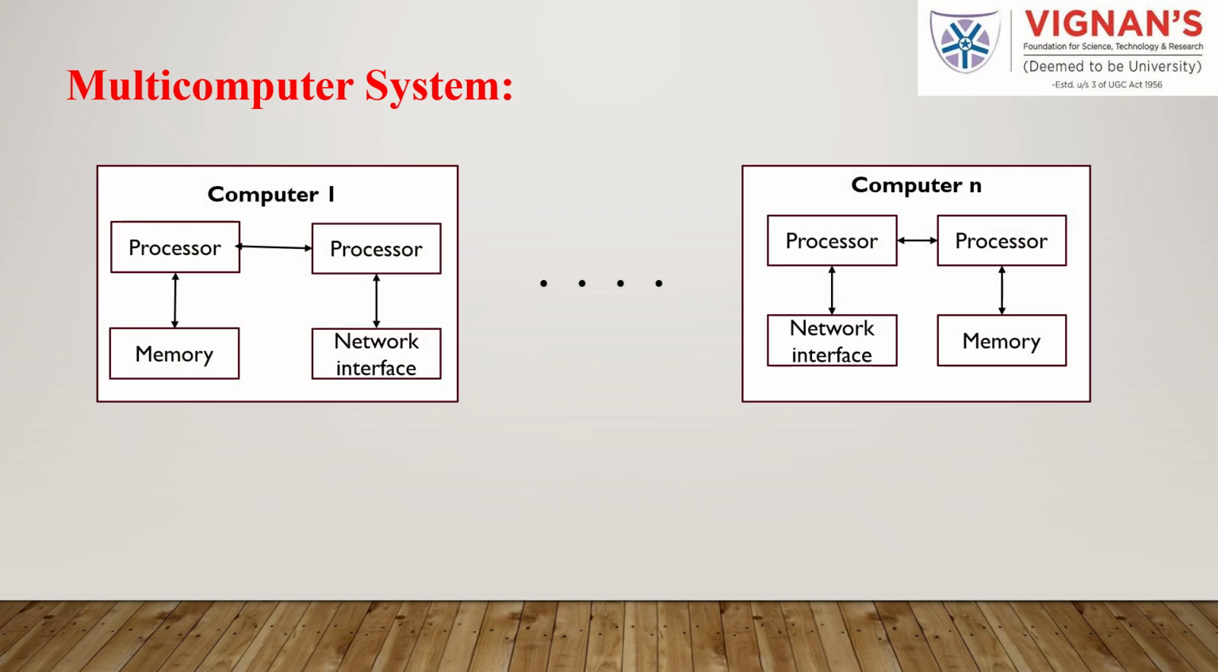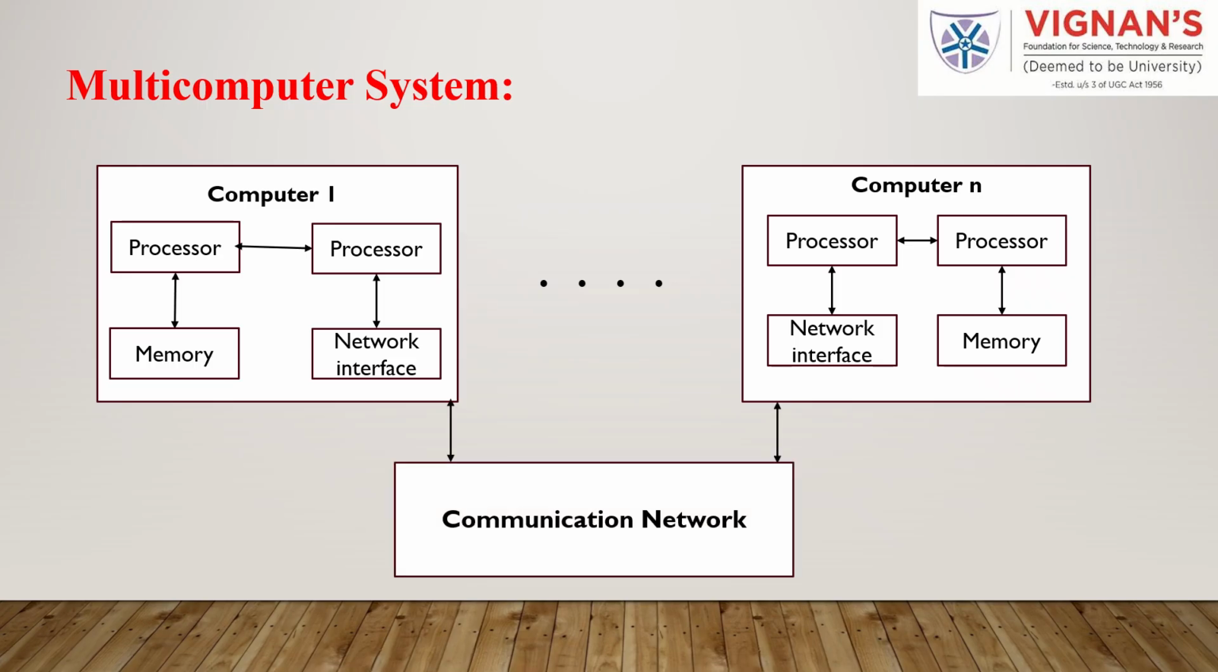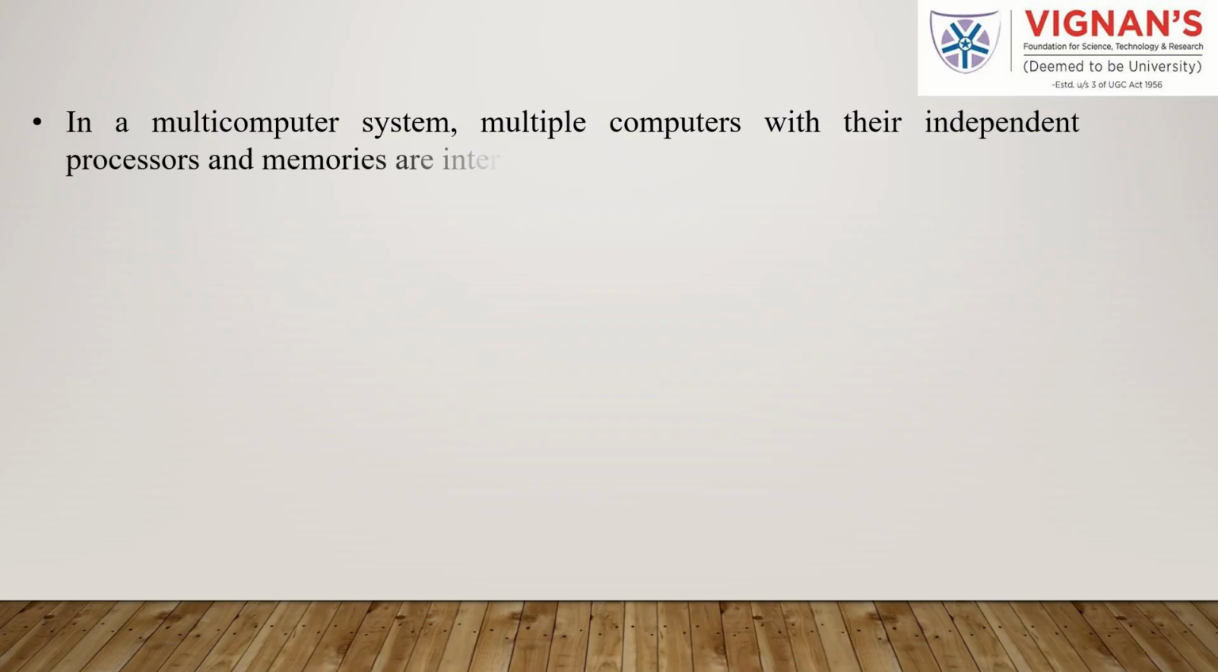Multicomputer system. In a multicomputer system, each computer has its own private memory and processors. Computers are connected through a communication network. There is no shared memory between different computers. Data is exchanged using message passing via network interfaces. This architecture offers good scalability and fault tolerance. In a multicomputer system, multiple computers with their independent processors and memories are interconnected by a computer network.